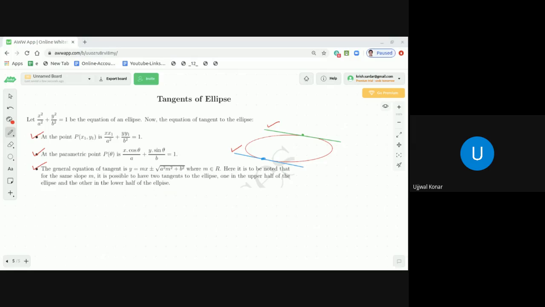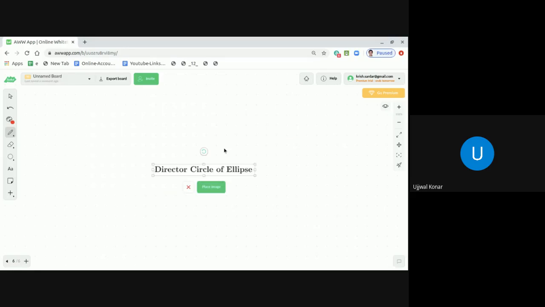Now, dear students, the next point I'm going to discuss with you is the director circle of an ellipse. A lot of points I'm discussing, dear students, and once our theory discussion is done, then we'll start solving numerical questions as well. So the next point I'm going to discuss is the director circle of the ellipse. So what is that, dear students?